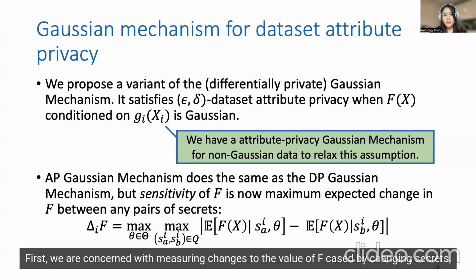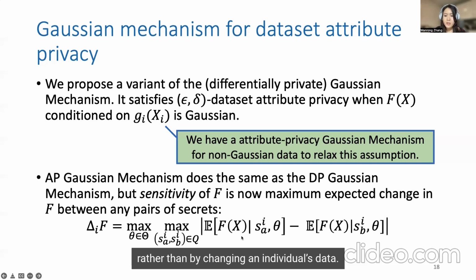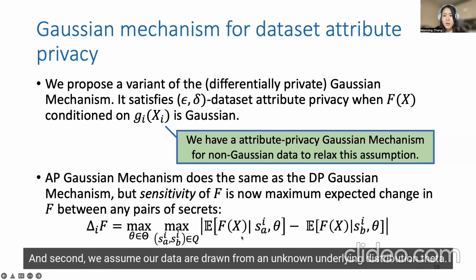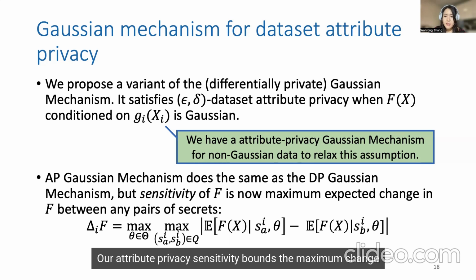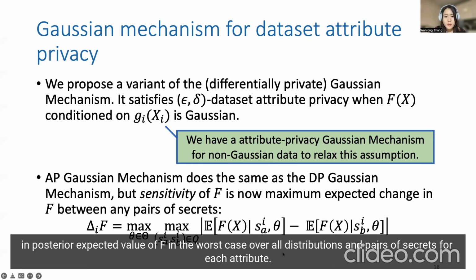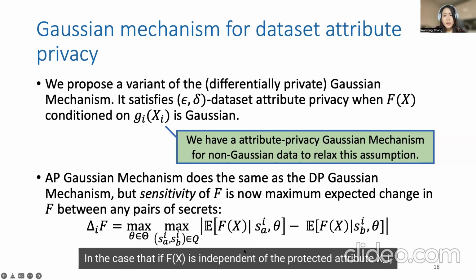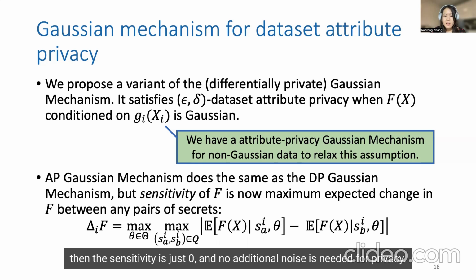First, we are concerned with measuring changes to the value of f caused by changing secrets rather than by changing an individual's data. And second, we assume our data are drawn from an unknown underlying distribution theta, so f(X) is a random variable. So our attribute privacy sensitivity bounds the maximum change in the posterior expected value of f in the worst case over all distributions theta and pairs of secrets for each attribute. In the case that f(X) is independent of the protected attribute X_i, then the sensitivity is just 0, and no additional noise is needed for privacy.